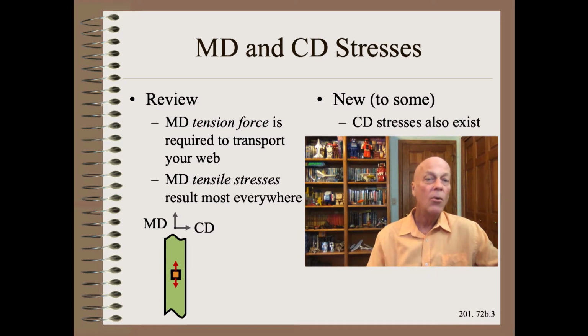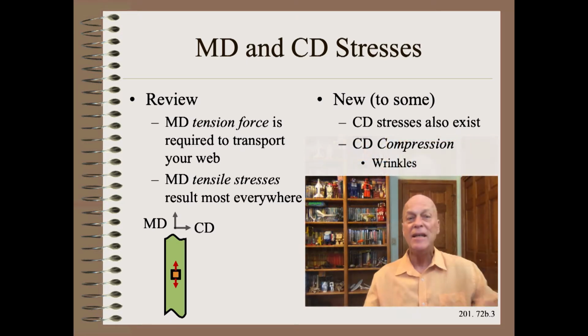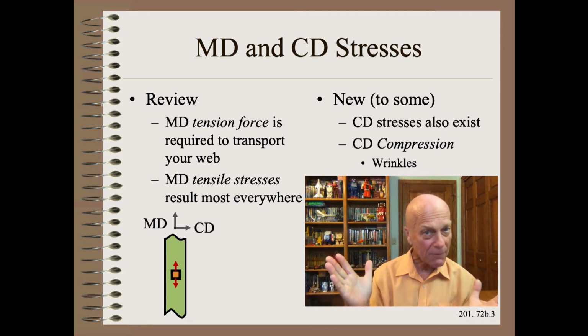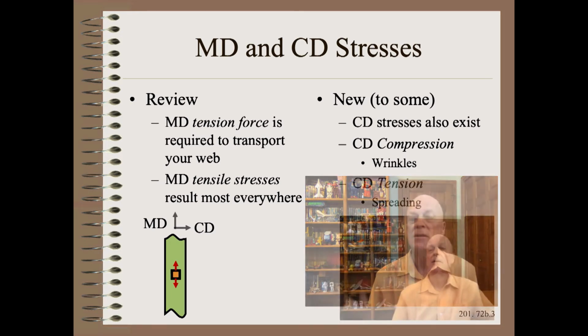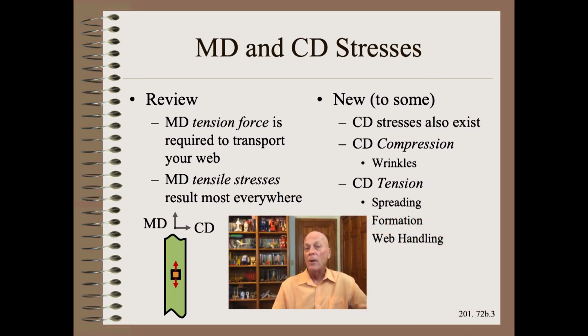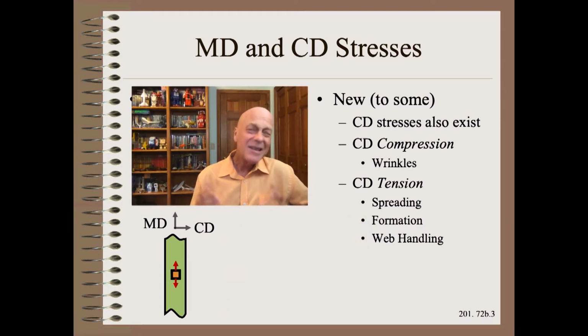Those of you who have taken my award-winning and trademark Web201 class, for example, will know that CD compression exists whenever the web is wrinkled or not flat due to any cause. My students will also recall that CD tension exists at every effective spreader. What we will add in this clip is that CD tension can also result from certain formation in web manufacturing and converting, as well as mere web handling transport, though the details of why are too technical and too involved to cover here.